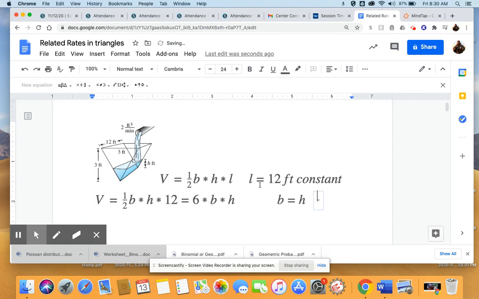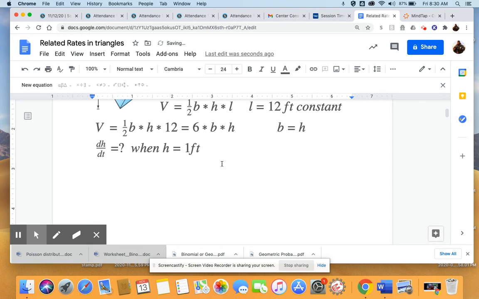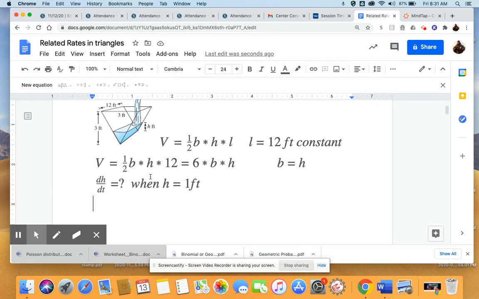Since the height is defined as the h variable, dh/dt, the change in h as time changes, is equal to question mark. They're asking us to find out how fast that water level is changing. And they're asking us to find it at a specific point: when height is equal to 1 foot. Okay. First thing we're going to have to do is take the derivative. Hold on. Something else we have to do first. We're looking for dh/dt.